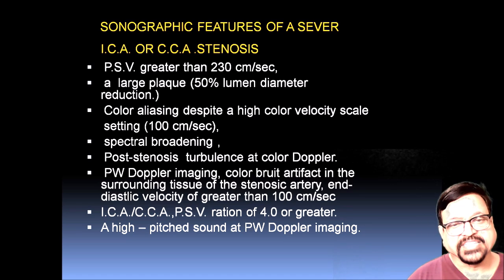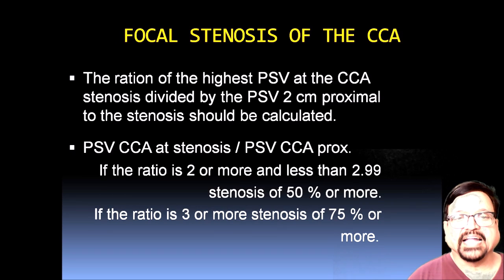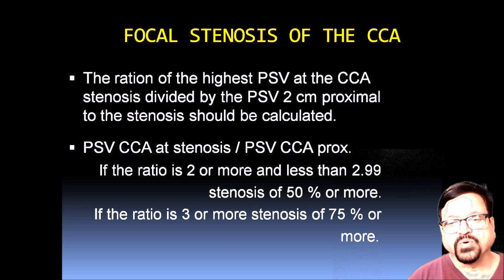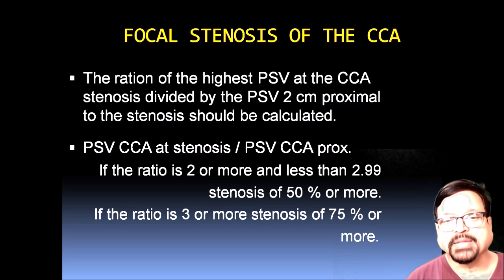First we were seeing dissection, now we are seeing stenosis, and now we are seeing the focal stenosis of the common carotid. The ratio of the highest PSV at the common carotid artery stenosis divided by the peak systolic velocity 2 cm proximal to the stenosis should be calculated. Peak systolic velocity of common carotid at stenosis, over peak systolic velocity of common carotid proximally. If the ratio is 2 to 2.99, stenosis of more than 50% is suspected. And if the ratio is 3 or more, stenosis of 75% or more is expected.